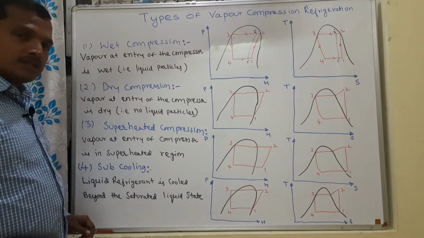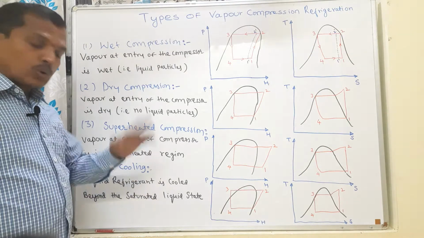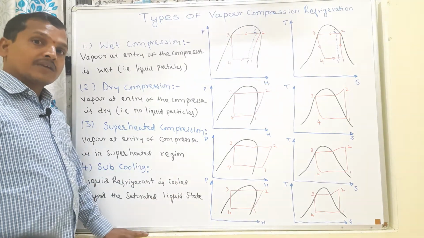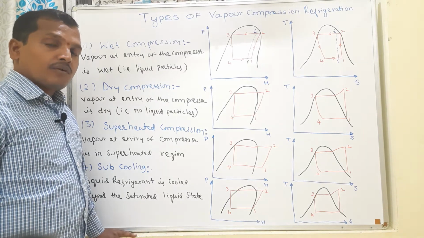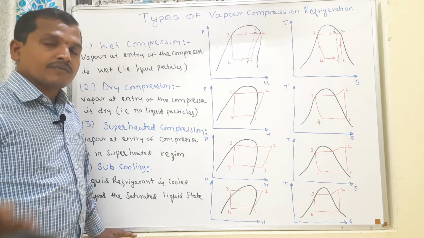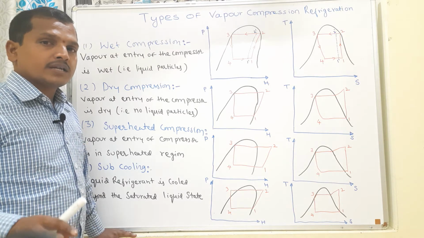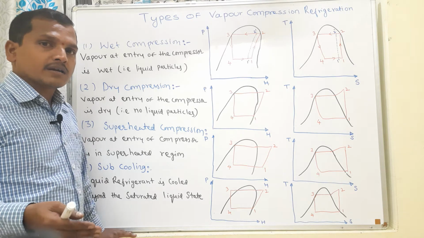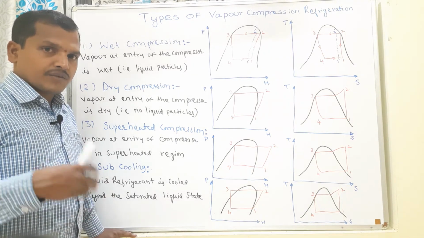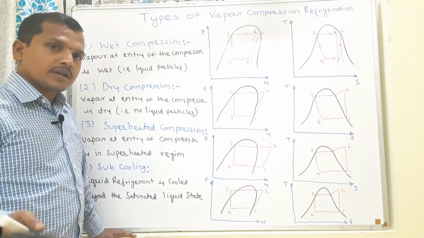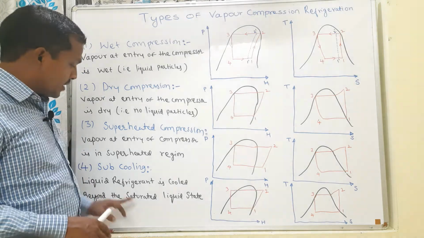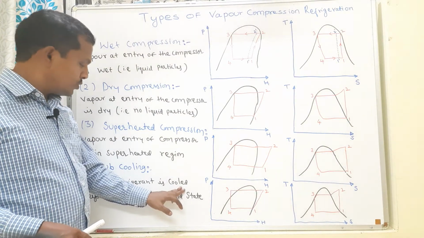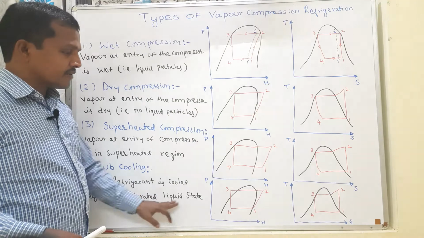Subcooling. Subcooling means the liquid refrigerant is cooled beyond the saturated liquid state. When the refrigerant is converted from vapor to liquid in the condenser, it rejects the heat, latent heat. Then the vapor is converted to liquid. That liquid refrigerant is cooled beyond the saturated liquid state.